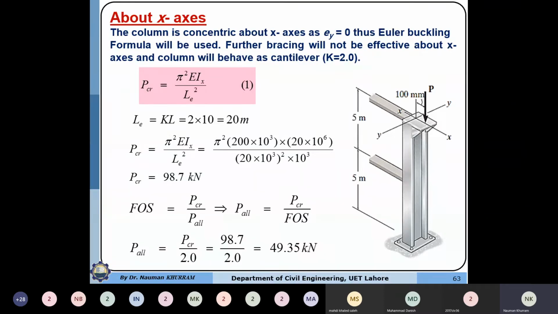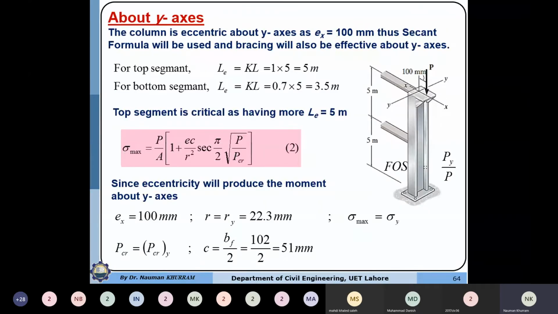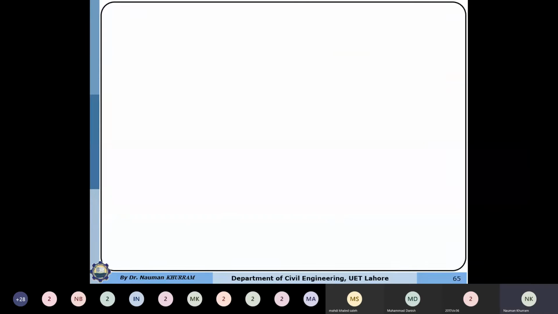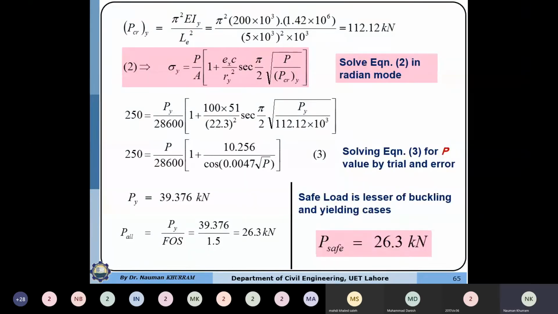It means that this column will be safe against buckling about the x-axis. So the column will yield due to bending about the y-axis. So our P safe value will be equal to 26.3, which is the lesser allowable value between the x-axis and the y-axis. Okay, one thing more, you should note down.